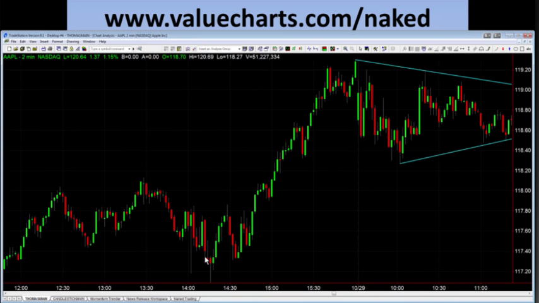And look at this. Perfect inverted head and shoulders. Where's your neckline for the inverted head and shoulders? Right there. Where's your break? Right here. What happens right after you break? You bounce, retest, and you continue higher. It's textbook.